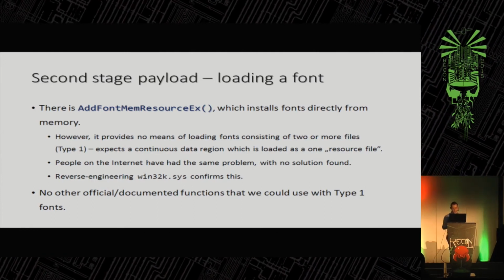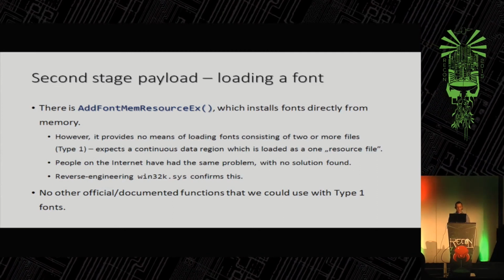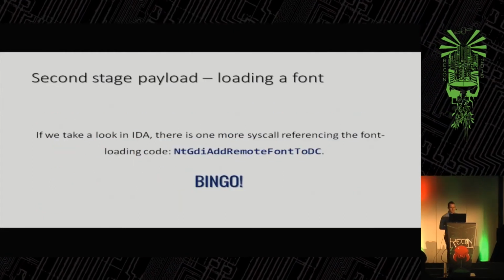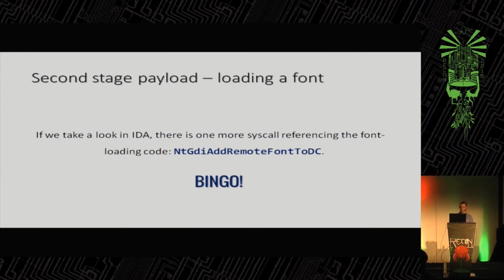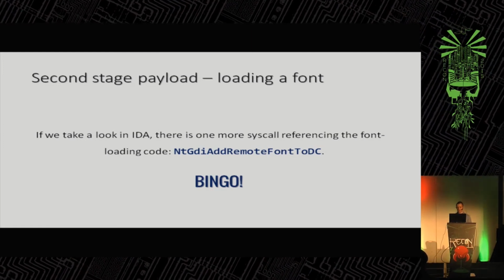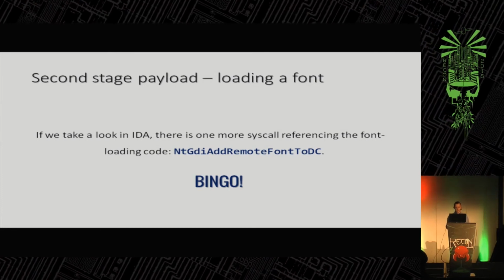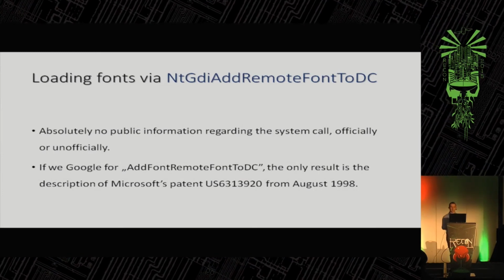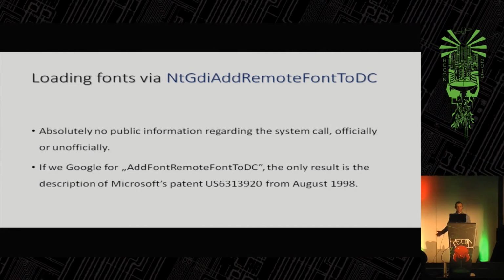And I also confirmed that it was actually a problem by reverse engineering Win32k. And there are no other official or documented functions that we could use to actually load Type 1 fonts. But obviously we are reverse engineers, so we can open up IDA and see what other system calls there might be that reference the font loading code. And it turns out that there is one font-related system call as well that is not documented anywhere, called NtGdiAddRemoteFontToDC. And if you type that into Google, it will result in zero results, basically, either officially or unofficially.